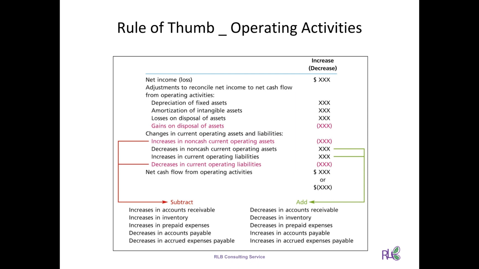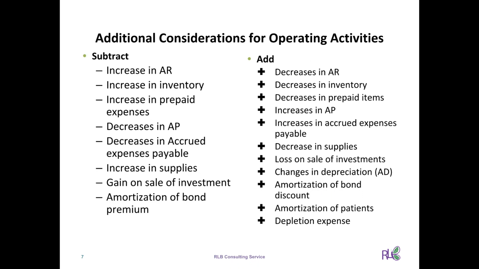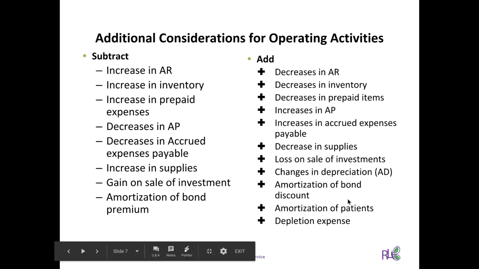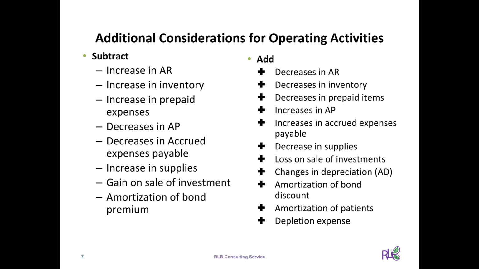So this is a good thing to use to follow, especially if the logic is not making sense to you right now. Some additional considerations for operating activities include the ones that are listed on the previous page, but I also included a couple others like decreases in accrued expense payable, increases in supplies, gain on sale of investment, amortization of your bond, depletion, amortization of patents, and these are some other things in the event that you had another problem that was larger and you needed to include this.